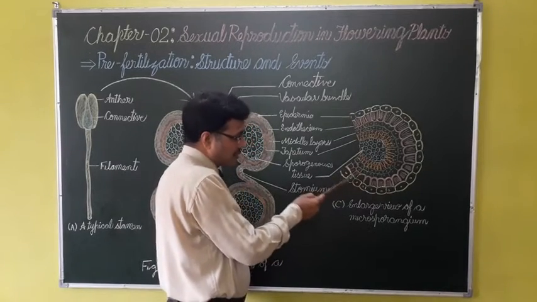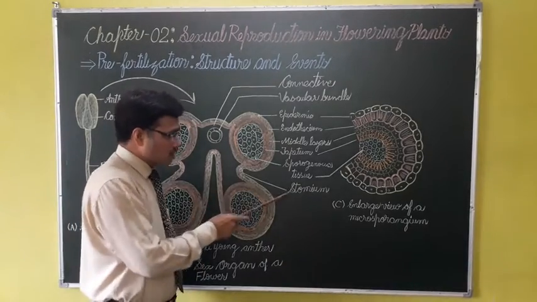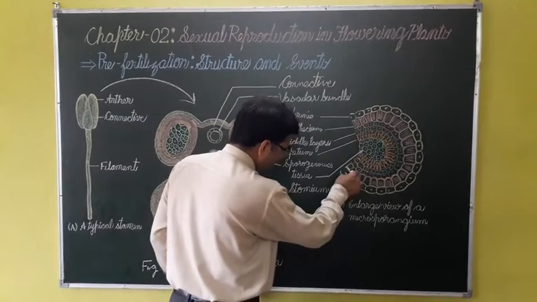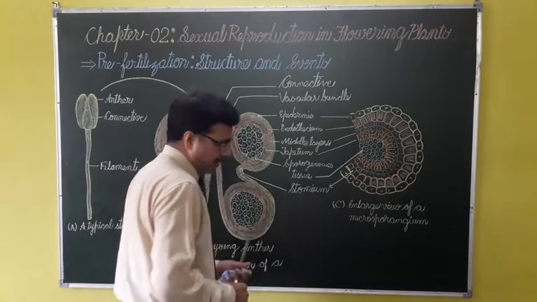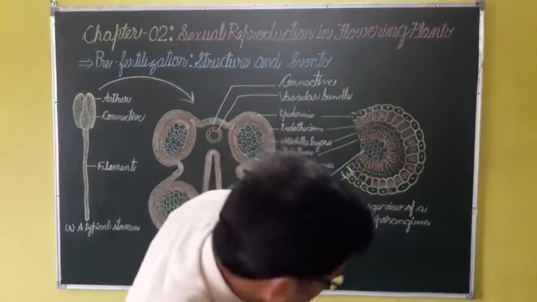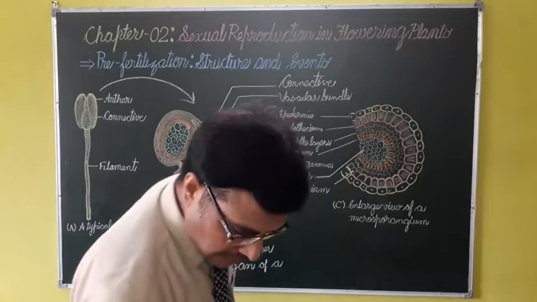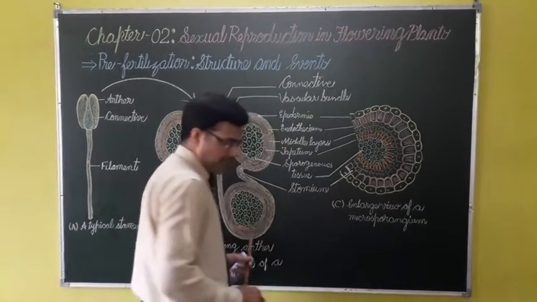You are observing there are few cells here which don't have the fibrous thickenings. Actually this region forms the stomium. Here I have mentioned stomium. Stomium is that part of the anther from where the dehiscence takes place and the pollen grains are shed.